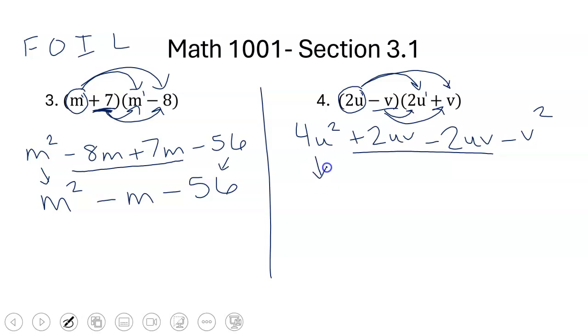All right, well, we're still not done. Bring down your 4u squared. Now look in the center. Are there like terms? Yes, uv. So we need to simplify the like terms. We're not doing anything with exponents because it's just addition and subtraction. So 2 minus 2 is 0, so they actually canceled out. So just bring down the v squared. The middle's canceled out.